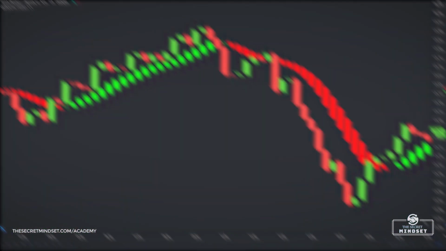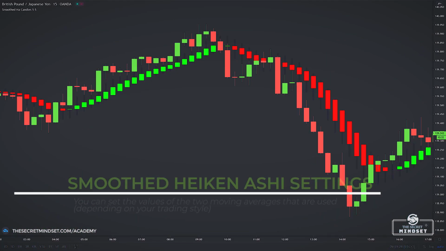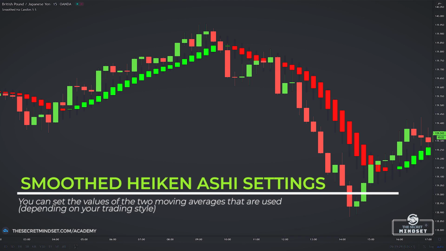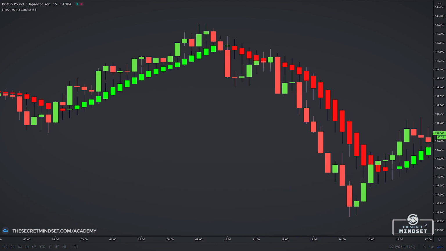The settings for the Smoothed Heiken Ashi indicator are very simple. You can set the values of the two moving averages that are used. Depending on your trading style, scalping, day trading, or swing trading, you can change the value of the indicator to suit your trading needs. Here are several settings you could try.